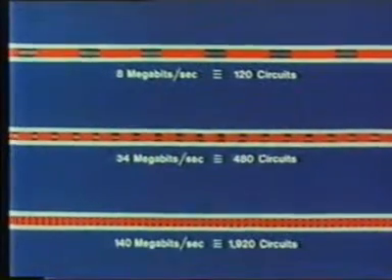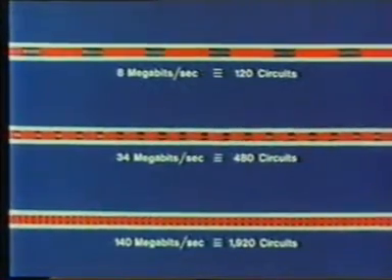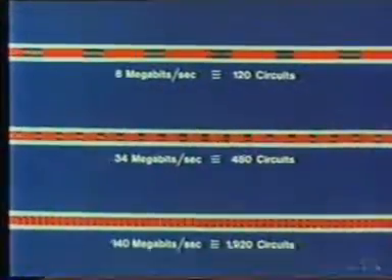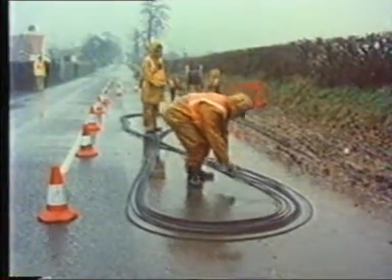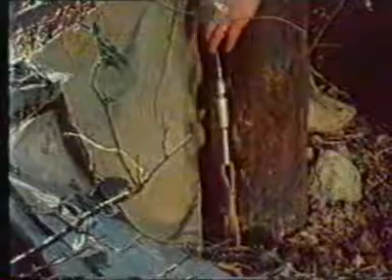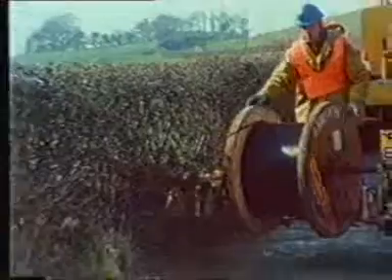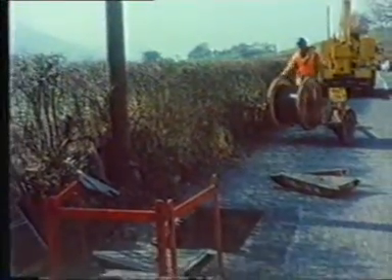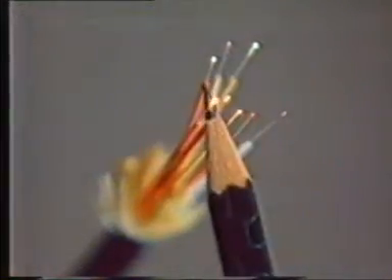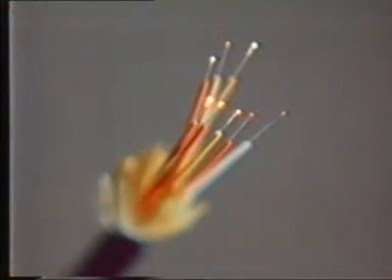These days, the standard rate is 140 million flashes a second, or 140 megabits. This amount of information will allow almost 2,000 telephone conversations on a single optical fibre. But experimental systems can make this rate 10 times faster and cram 20,000 conversations onto each fibre. A cable the size of a pencil can bring hundreds of television channels into your home.